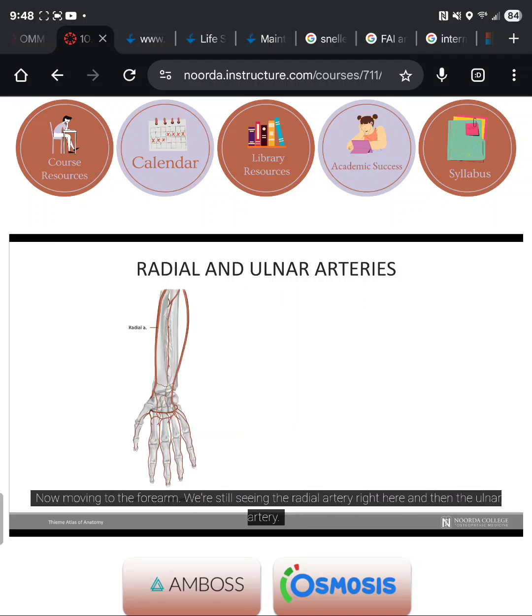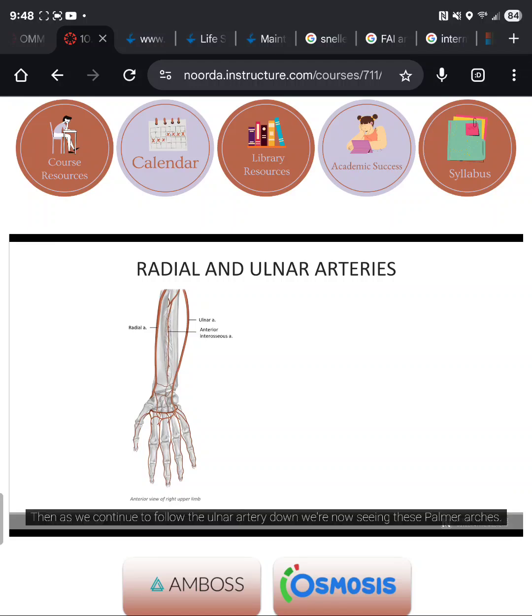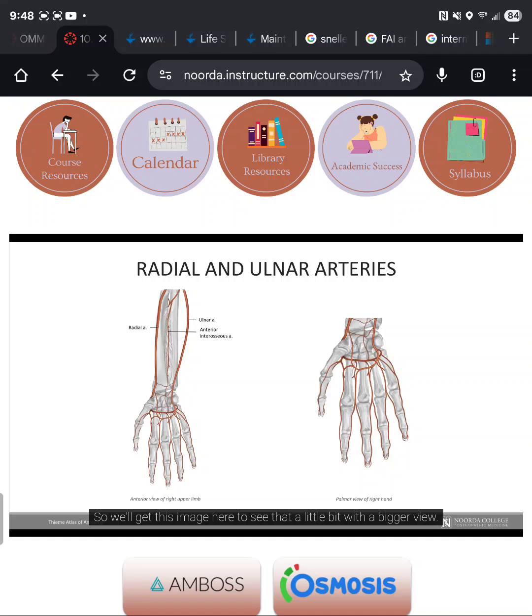Now moving to the forearm, we're still seeing the radial artery right here, and then the ulnar artery, and then this would be that common interosseous artery with a posterior interosseous and then an anterior interosseous here. Then as we continue to follow the ulnar artery down, we're now seeing these palmar arches. So we'll get this image here to see that a little bit with a bigger view.